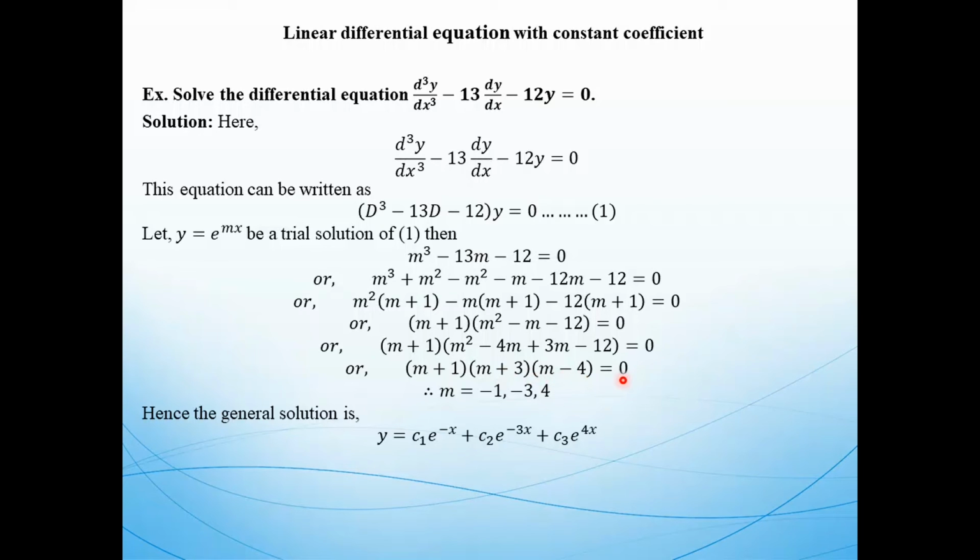That is, the values of m are minus 1, minus 3 and 4. Here we see that the roots are different but real, so we can write the general solution as y is equal to c1 e to the power minus x plus c2 e to the power minus 3x plus c3 e to the power 4x.